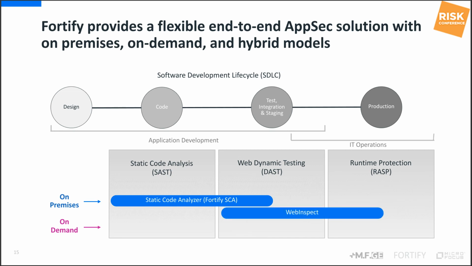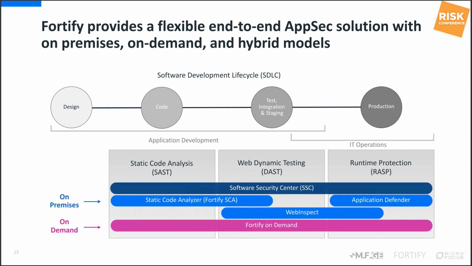During the test stage, the product is WebInspect, which can cover test and also part of production, because WebInspect is one of the very useful and famous tools for penetration testing of web applications. And on the production stage, of course, it's Application Defender, which monitors and finds patterns of attacks on the application in production. All this is covered by on-prem products, which can be deployed within your organization, or it can all be done from the cloud as a service from our cloud, which is called Fortify On Demand.